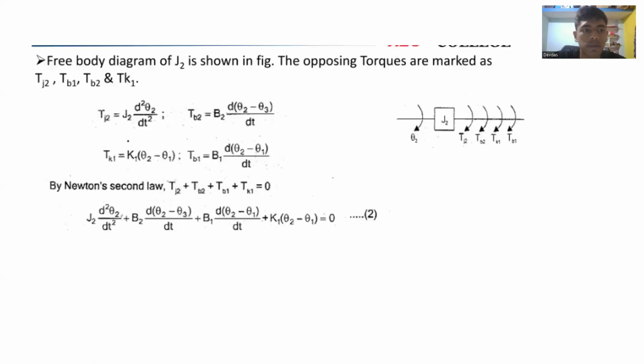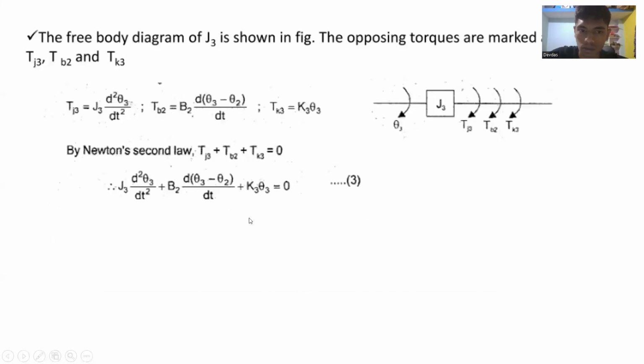So this is the equation. Now, this is the equation at theta 2, as I said, for each mass, or sorry, for each J, that is inertia, there is a theta acting on it. So this is for theta 2. So this is the equation formed at theta 2. So J2 into d squared theta 2 by dt squared, and so on. You can see the equation over here.